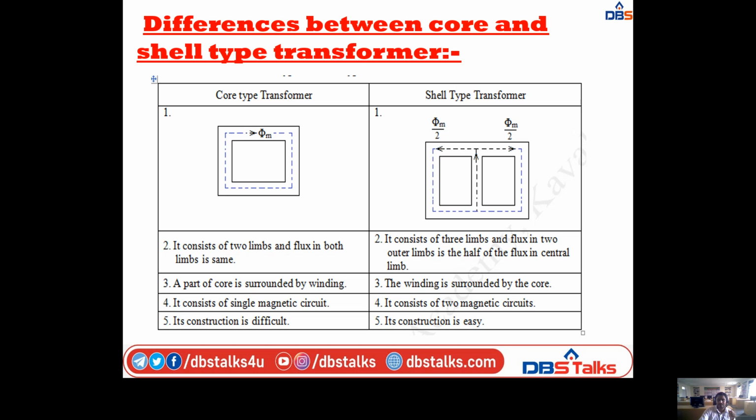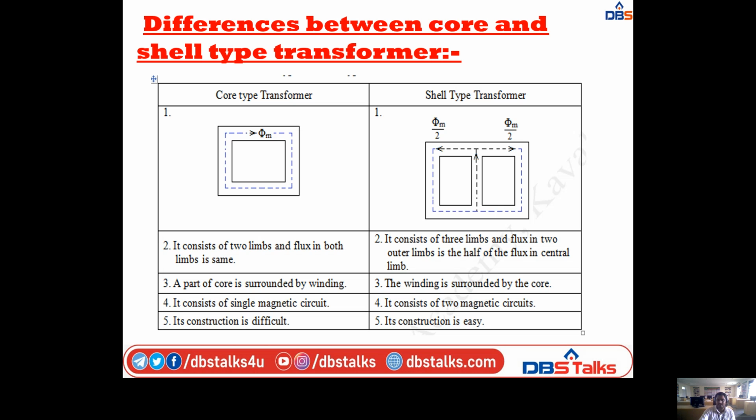Next, coming to the difference between core and shell type transformers, firstly I will start with the construction. The first one is the circuit. This is the general symbol for the core type transformer. Here the winding is placed in the outer part of the core. In the shell type also, the windings are inside the core, but here the flux is half of the main flux, that is phi m by 2, because we have the two sides.